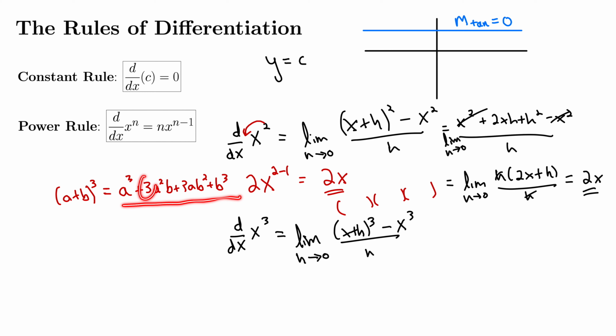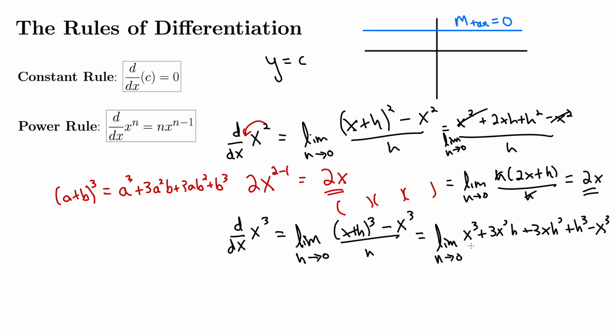And then you have 3's here in the middle. That's a different story. You essentially have to memorize those, though you can use Pascal's triangle or the binomial theorem if you really want to dig deep on this. Point is, we can expand this binomial cubed in this limit. So we have the limit as h goes to 0 of x cubed plus 3x squared h plus 3xh squared plus h cubed minus x cubed, all over h.